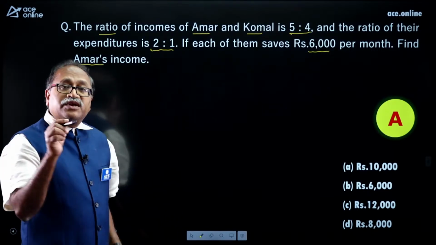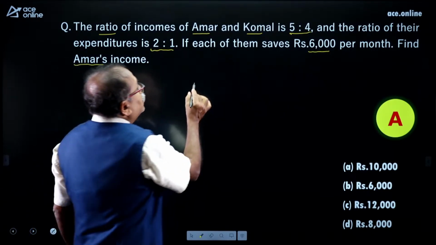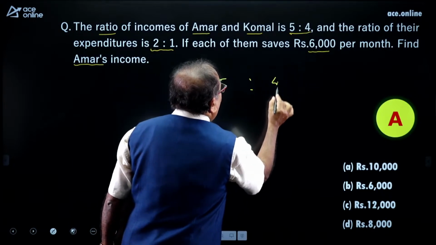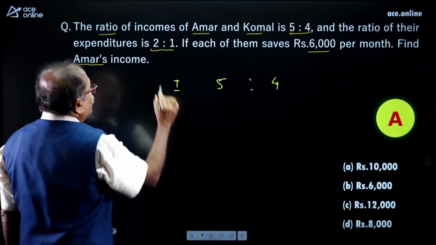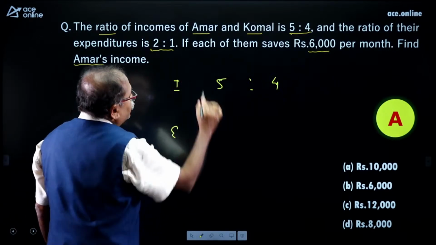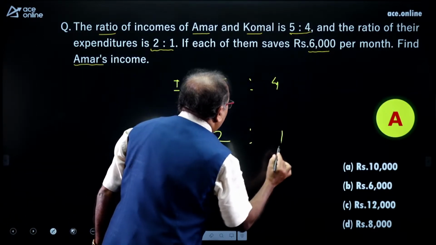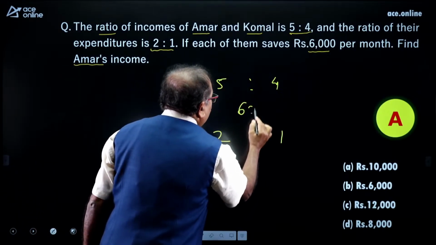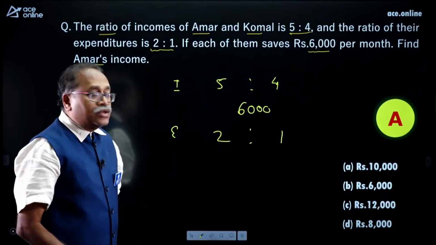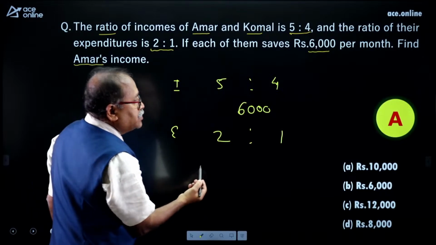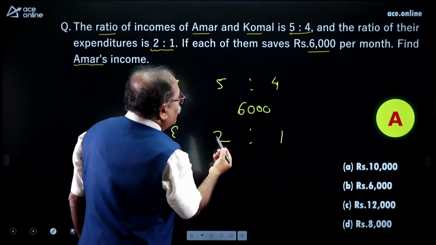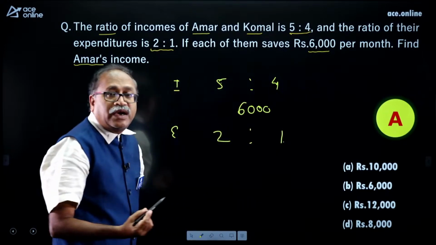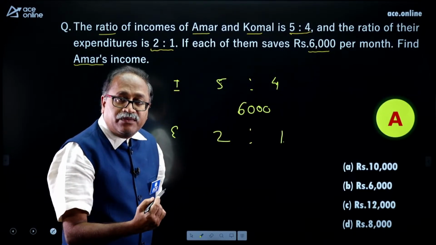So how do we do it? What is the trick? I think you know this one. So this is the income ratio, that is 5:4. And what is the expenditure ratio? The expenditure ratio is 2:1, and both of them, income minus expenditure, are saving 6,000 rupees, right? So you know the best trick to answer the question. What we do over here: 2 into 4 is 8, and 5 into 1 is 5. So 8 minus 5 is 3.